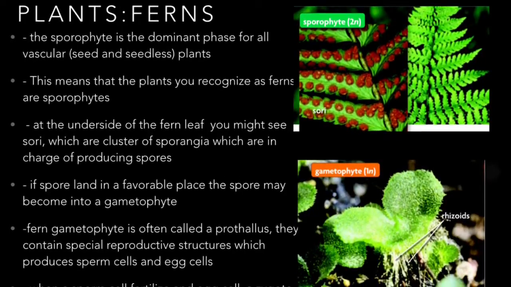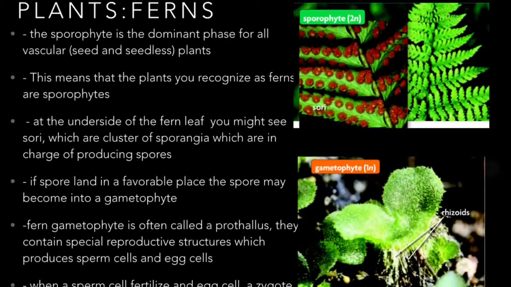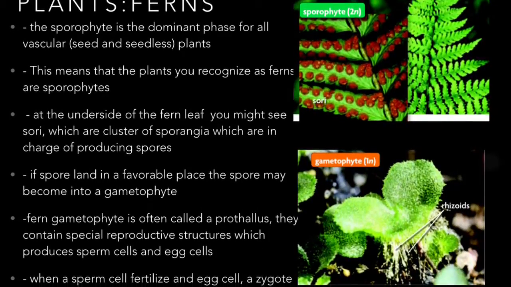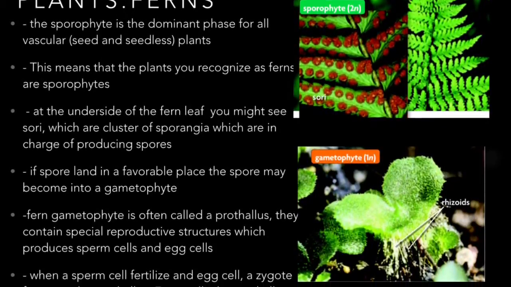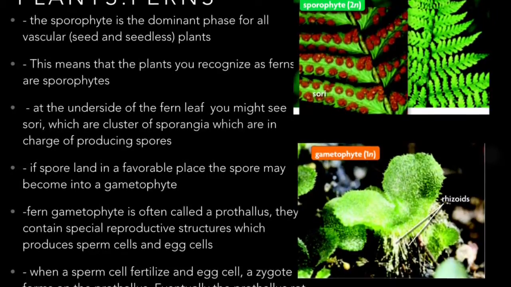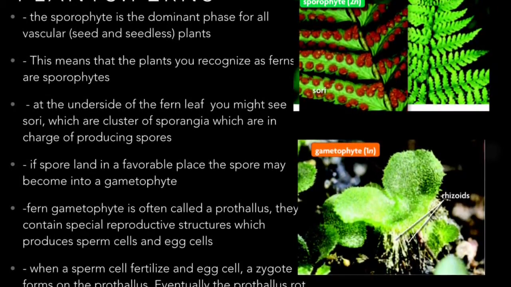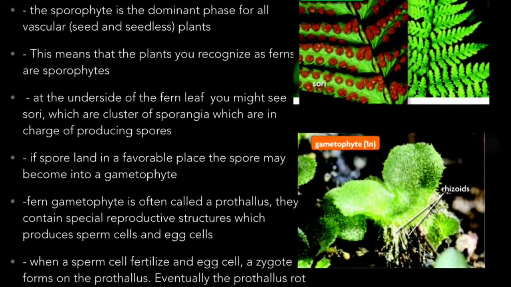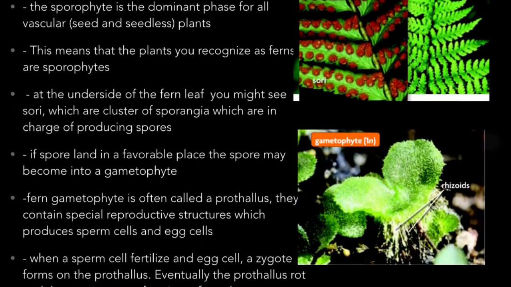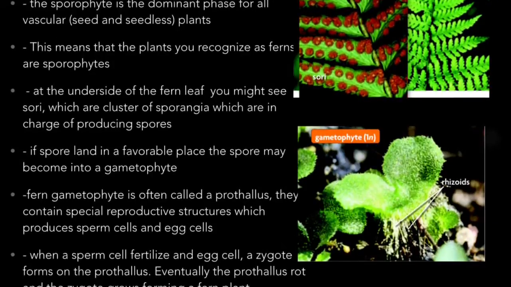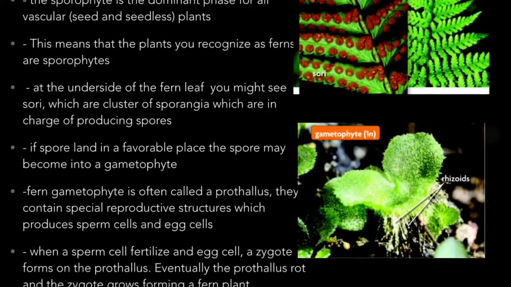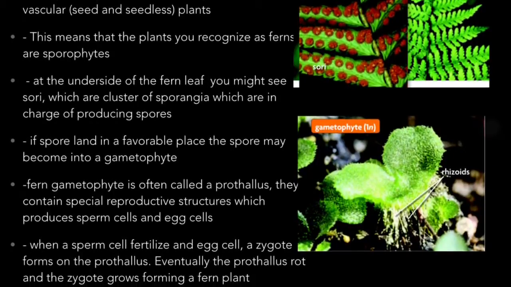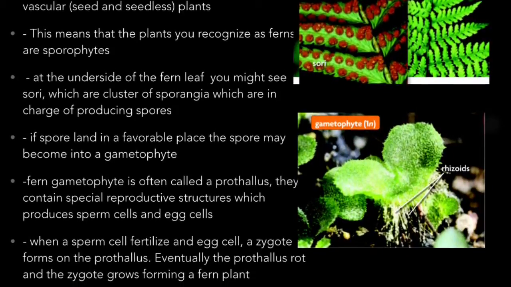If a spore lands in a favorable place, it may grow into a gametophyte. The fern gametophyte is often called a prothallus. It contains special reproductive structures which produce sperm cells and egg cells. When a sperm cell fertilizes an egg cell, a zygote forms on the prothallus. Eventually, the prothallus rots and the zygote grows, forming a fern plant.